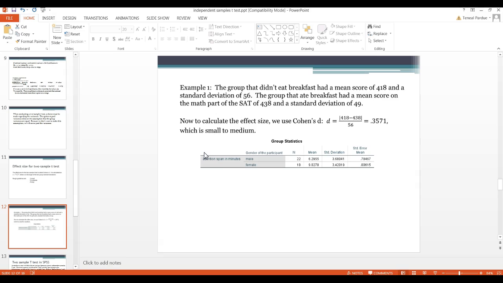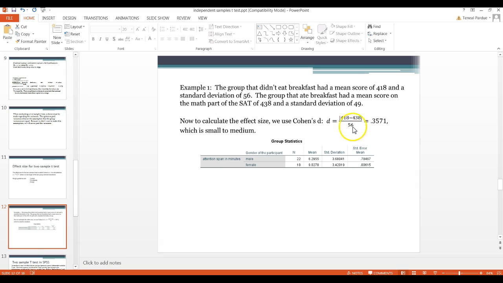So if we look at the first example that we had, one group had a mean of 418, the other had a mean of 438. So we do 418 minus 438, and then make it positive. So take the absolute value of it, and then divide by the larger of the two standard deviations, 56, because that's bigger than 49. We get 0.3571. Which is in the small to medium range. So we'll say that's a small to moderate effect.